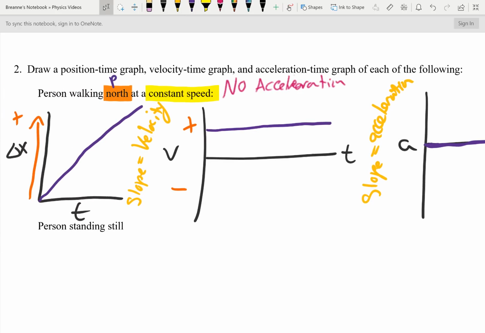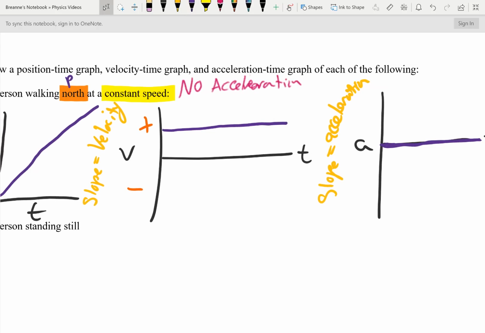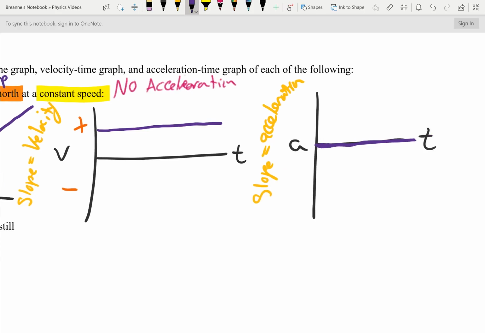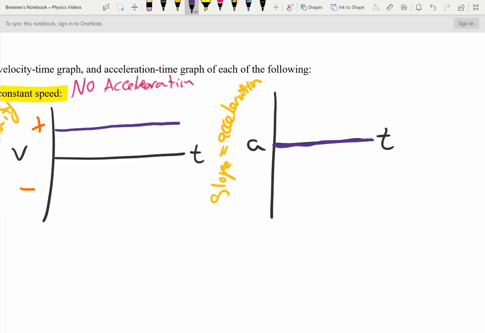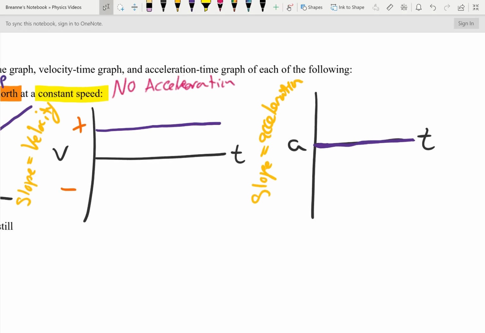So a person walking north at a constant speed, your position time graph will be a diagonal going up because constant speed, your slope is constant, going up because it's positive direction. Your velocity would be a horizontal straight line because it's not changing. That number for velocity is not changing. So over time, that number is not changing, and that slope of that graph is 0. So our acceleration is 0, which makes sense because constant speed means no acceleration.